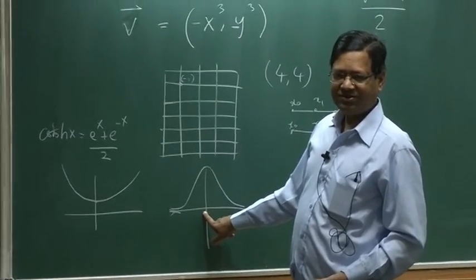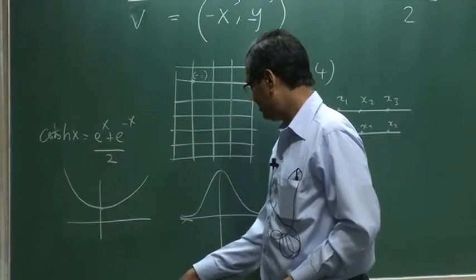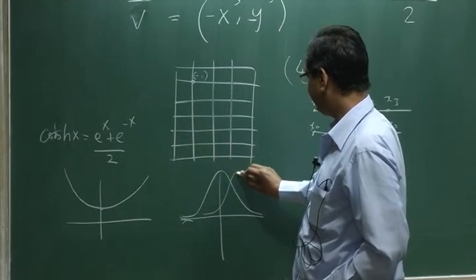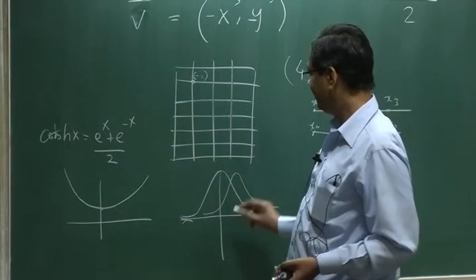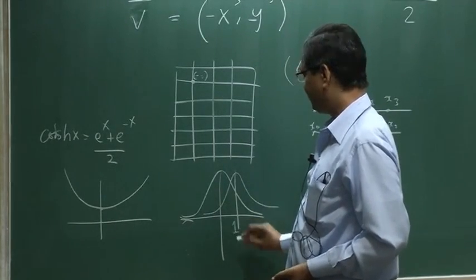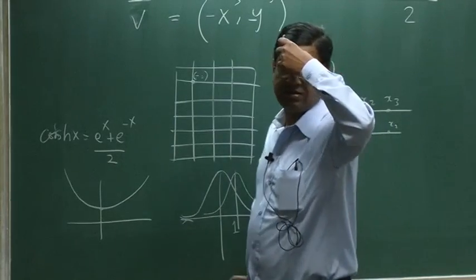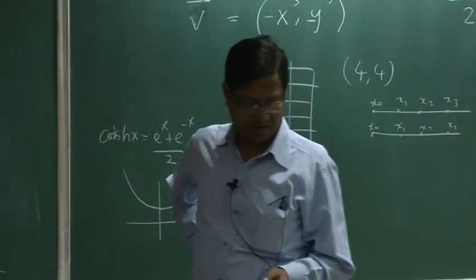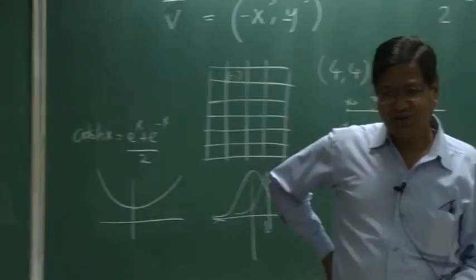Now t equal to 1, what happens to that? It moves to the right. Same function, this will correspond to x equal to 1. So this just shifts. So it's easy to write this code.